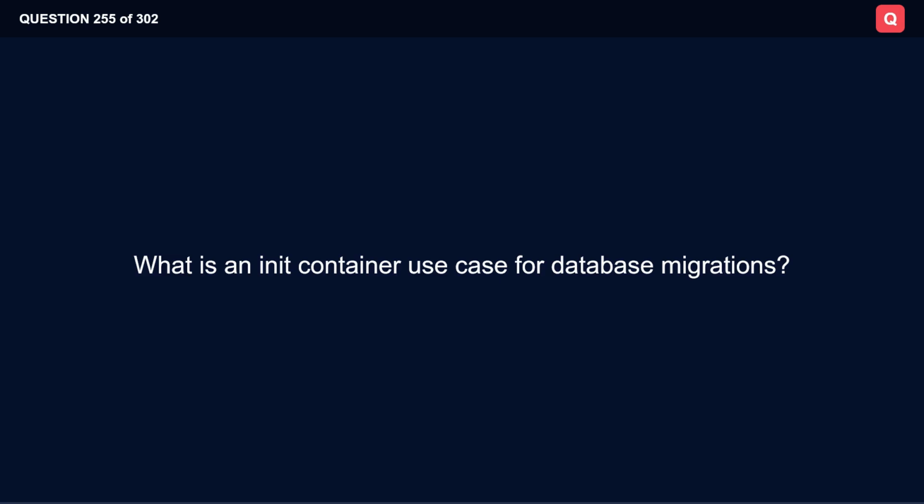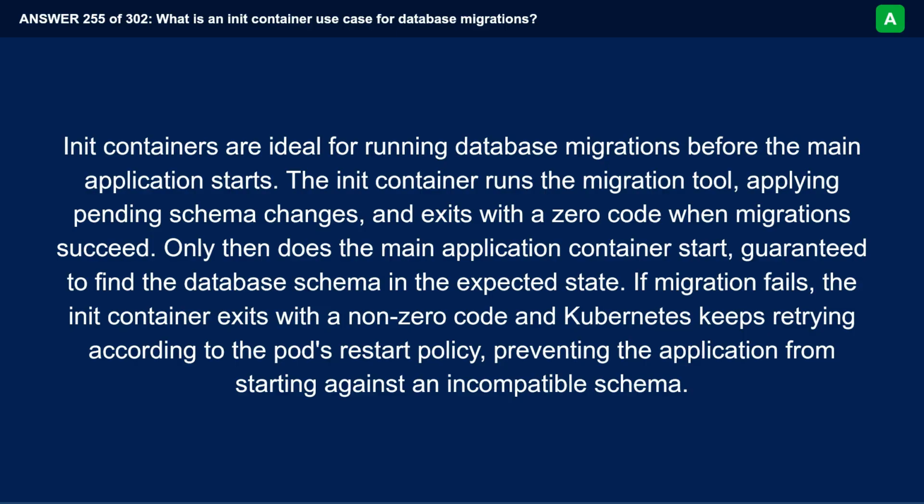What is an init container use case for database migrations? Init containers are ideal for running database migrations before the main application starts. The init container runs the migration tool, applying pending schema changes, and exits with a zero code when migrations succeed. Only then does the main application container start, guaranteed to find the database schema in the expected state. If migration fails, the init container exits with a non-zero code, and Kubernetes keeps retrying according to the pod's restart policy, preventing the application from starting against an incompatible schema.